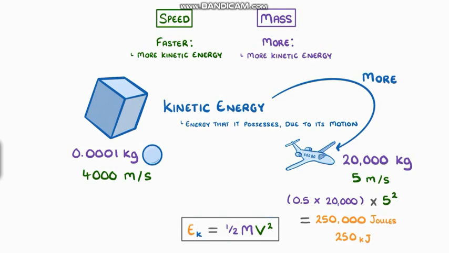Meanwhile, for the particle, we do 0.5 times 0.0001 times 4,000 squared, which gives us 800 joules, or 0.8 kilojoules. So even though the particle was travelling much faster, it still had less kinetic energy, because its mass was so much lower.